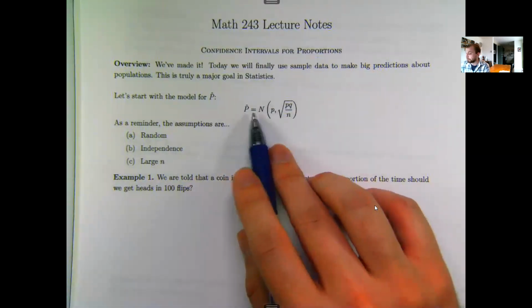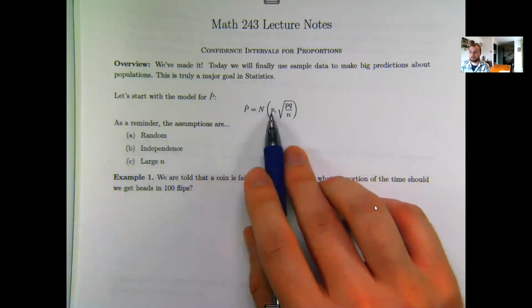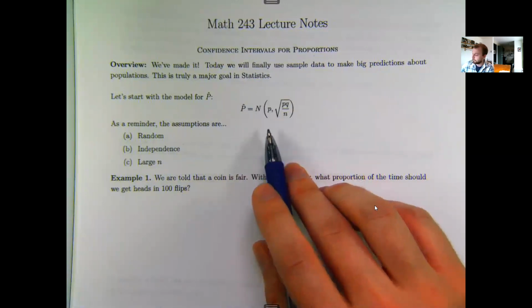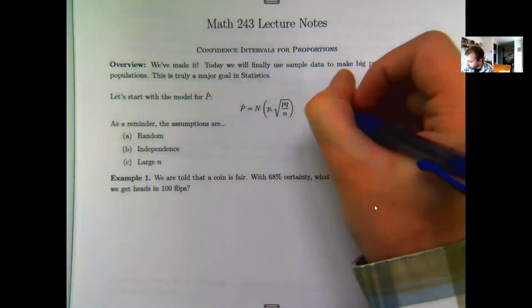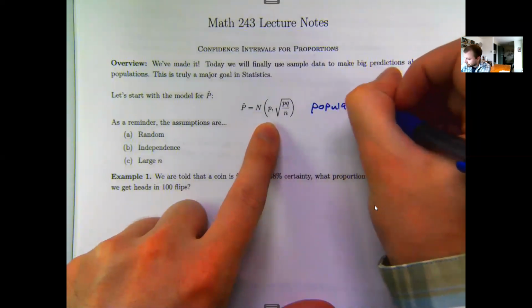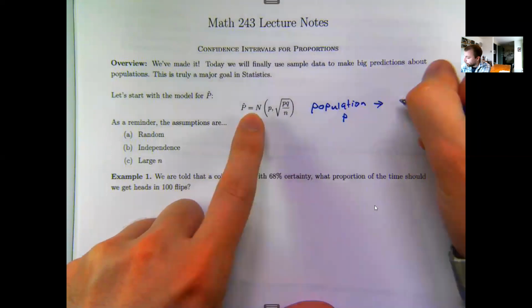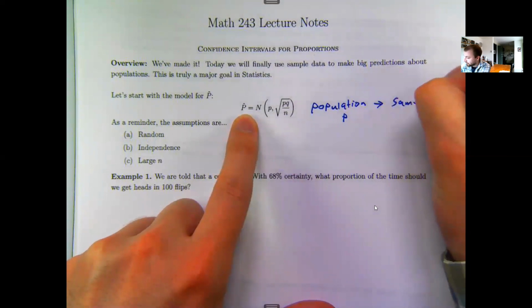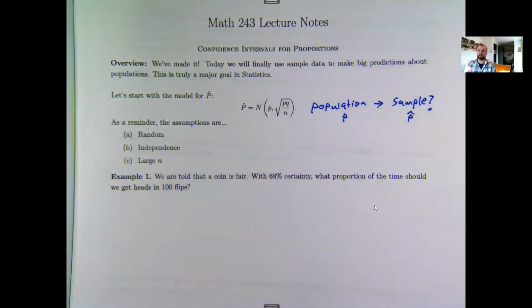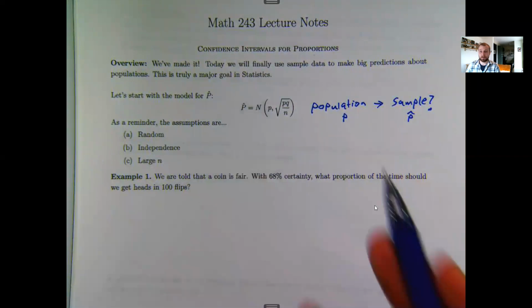It's p hat is normally distributed with the center of p and a standard deviation of the square root of pq over n. So what this model does is it takes information about a population p and it spits out what should happen for a sample success rate p hat. Again, this is the opposite of what we want to be able to do. I want to start with the sample and figure out what's going on for a population. All the same, this is a good stepping stone.